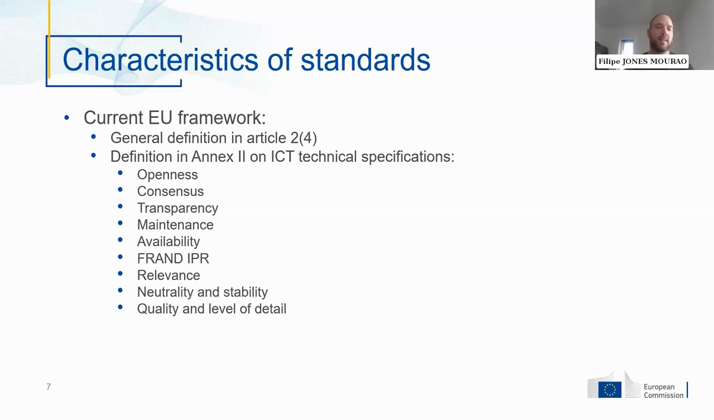And I think this list gives a very good view of what kinds of things we value when we're talking about standards. So the first few bullets on this list are about the process. The process should be open, it should be consensus-based, it should be transparent, it should ensure the maintenance of the standard and its availability, and any IPR should be on fair, reasonable, and non-discriminatory terms.